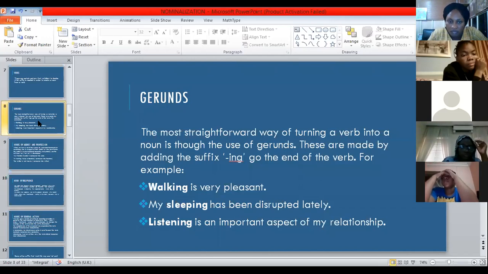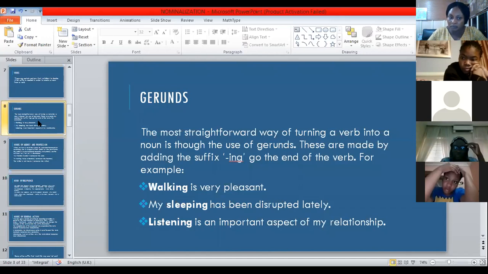Now, what is the verb there that is supposed to be there? It's supposed to be sleep. But now we have nominalized this verb sleep and turned it into a noun by adding the suffix -ing, which makes it sleeping, and it has turned into a noun. My sleeping has been disrupted lately.